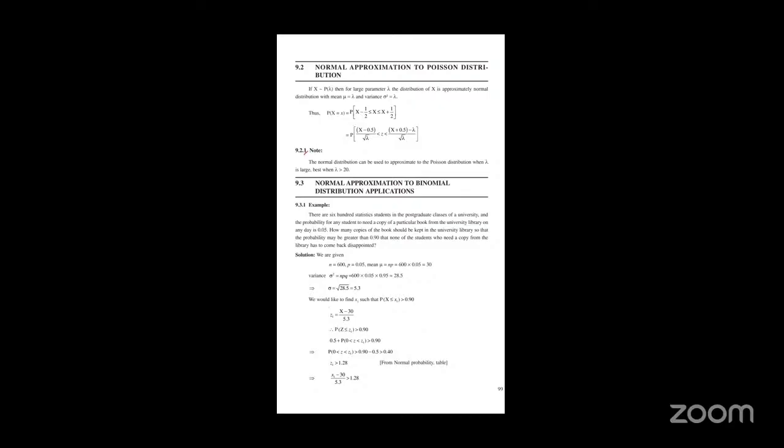Now, coming to the note: the normal distribution can be used to approximate the Poisson distribution when lambda is large. When the lambda value is large, it is easy to approximate. I'm sorry, lambda should be greater than 20. They are saying large, so large means greater than 20. If lambda has such a value, then it is easy to find the approximations of the Poisson distribution.